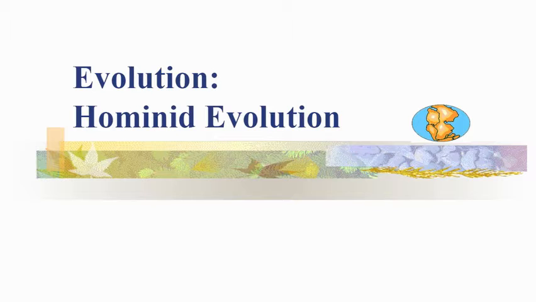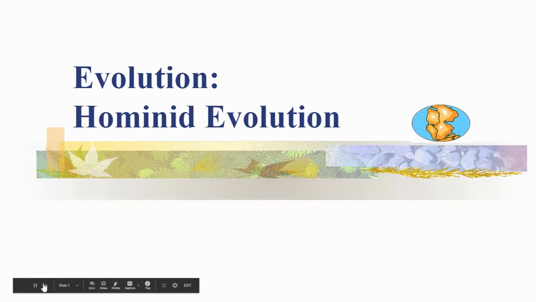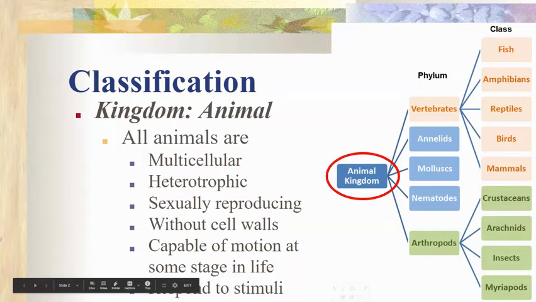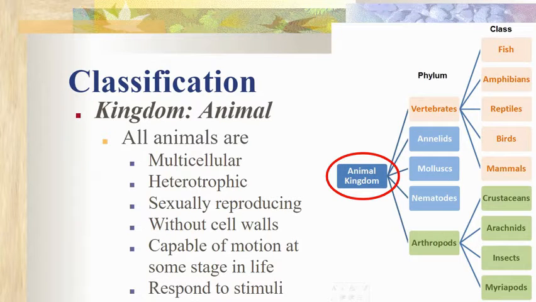This last section of our unit is on hominid evolution. First, we'll talk about classification. In the kingdom Animalia, there are many common characteristics that put organisms into this classification category. All animals are multicellular, heterotrophic, sexually reproducing, without cell walls, capable of motion at some stage in life, and respond to stimuli. All animals have those characteristics.